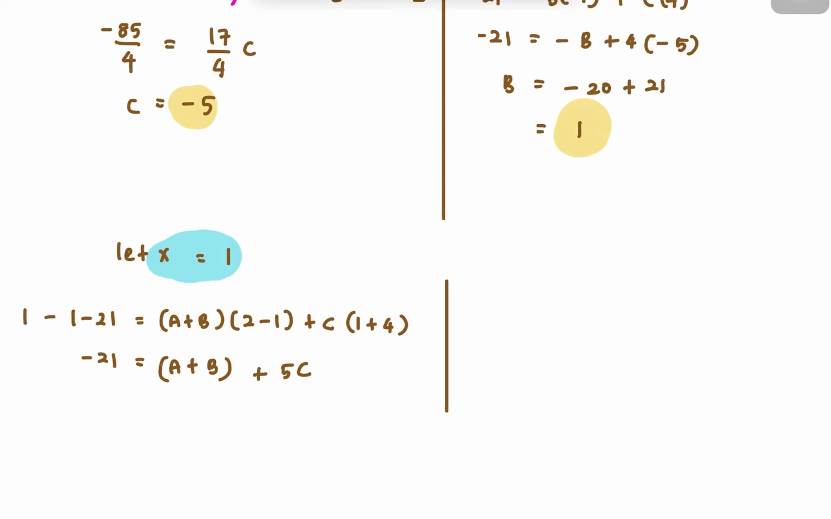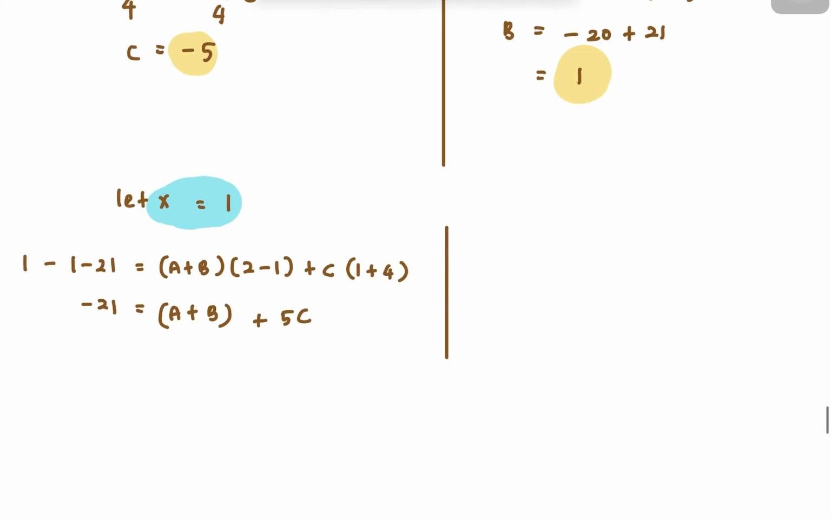So A will be equal to -21 minus 1 plus 25, which is 3. So you have another one of the unknown, which is A equal to 3.